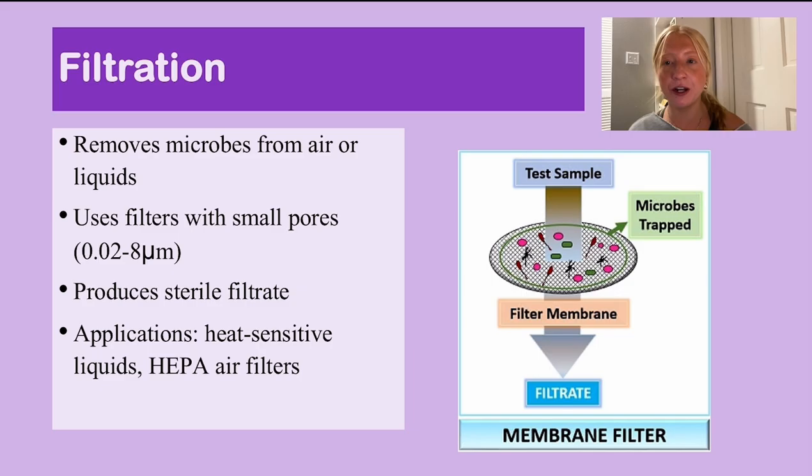So then there's filtration. Filtration physically separates microbes from fluids or air. Liquids will pass through membranes with tiny pores that trap bacteria and some viruses. This is good for sterilizing heat-sensitive solutions like vaccines, IV fluids, or other types of media. And then HEPA air filters remove airborne contaminants in hospitals and labs. Filtration doesn't remove toxins or dissolved molecules, but it is reliable for producing a sterile product.